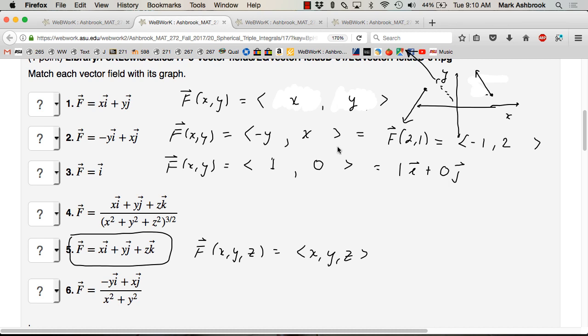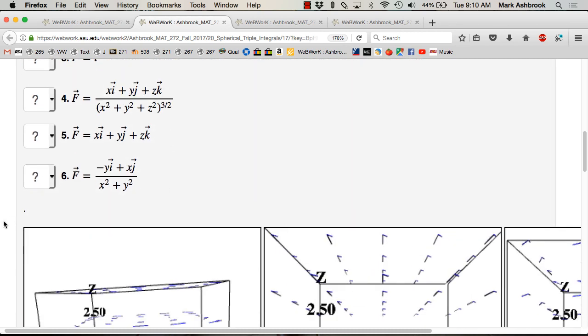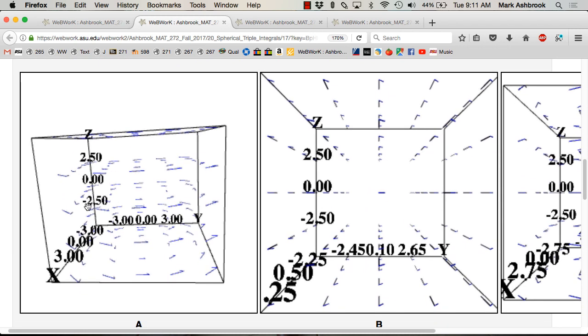So we got number 2 is the whirlpool, number 1 is expanding in R2, and number 3 is just that 1, 0, and then x, y, z. So here we go. How about this one?